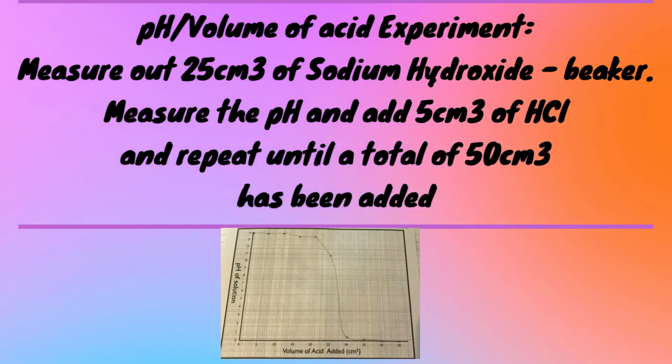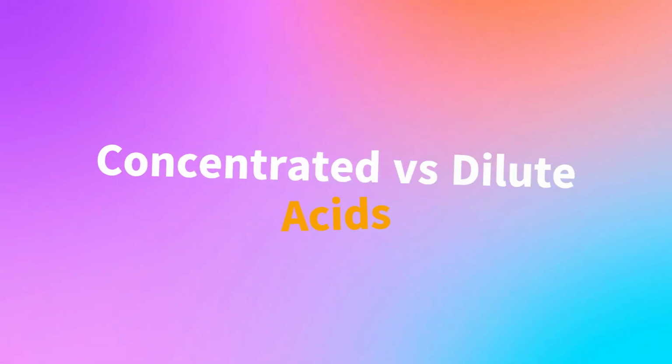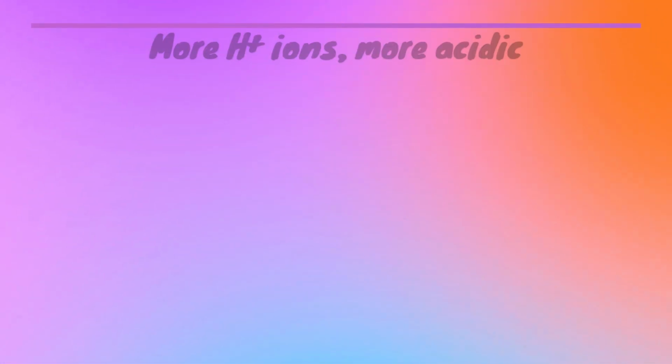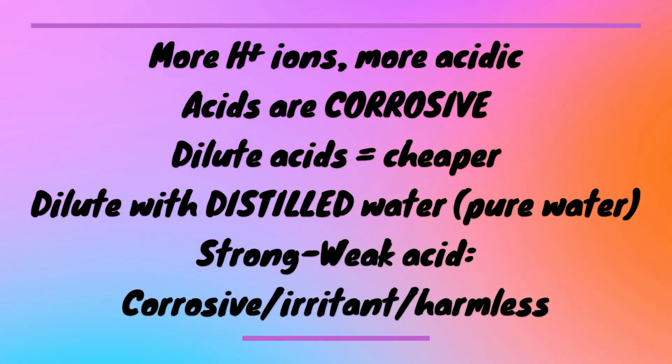The method for the pH curve experiment is to measure out 25 centimetres cubed of sodium hydroxide and place it in a beaker, measure the pH and add 5 centimetres cubed of hydrochloric acid and repeat until a total of 50 centimetres cubed have been added, and make sure that your line of best fit on your graph is a curve. Just a few notes here that the more hydrogen ions in a solution, the more acidic that solution is.